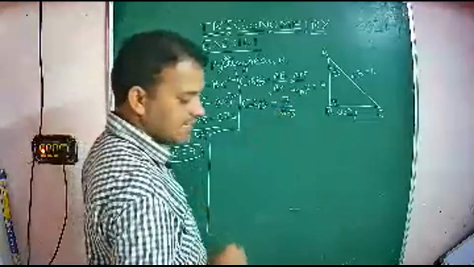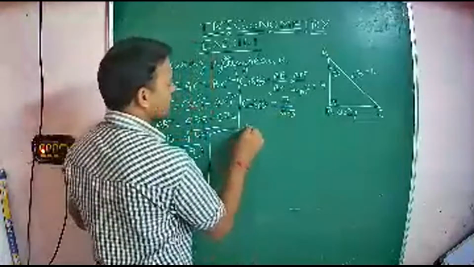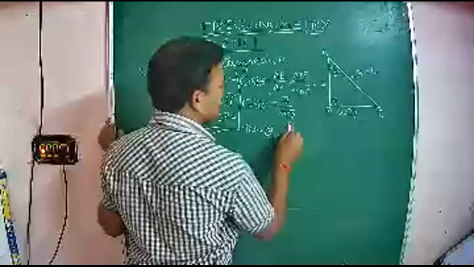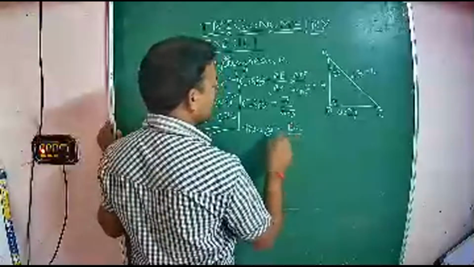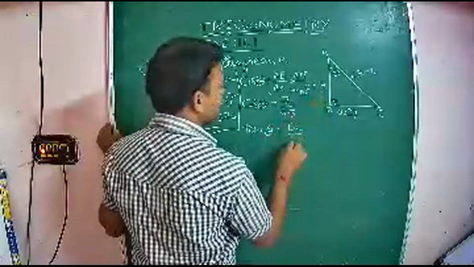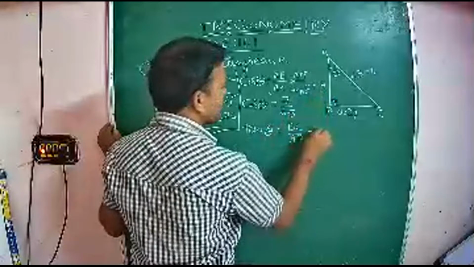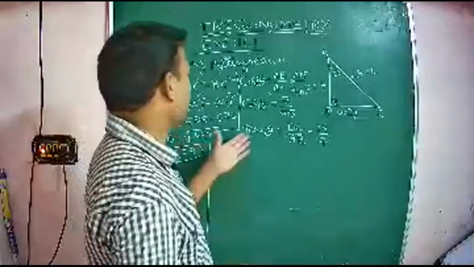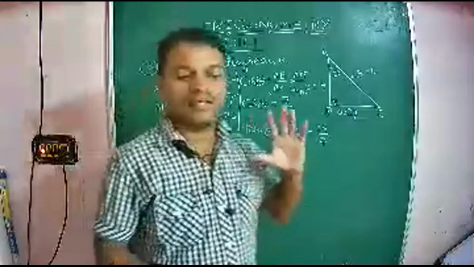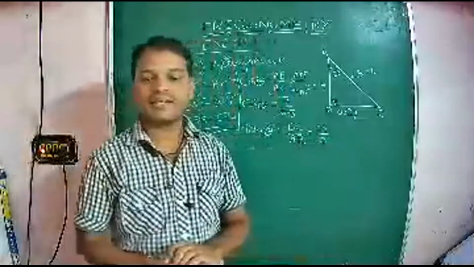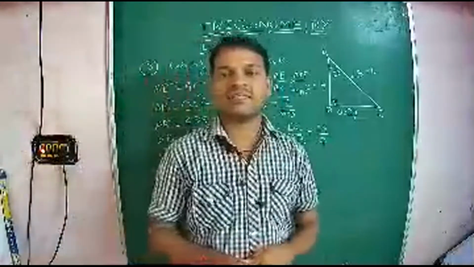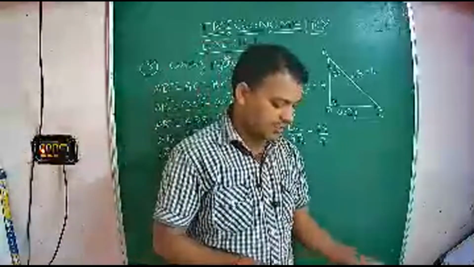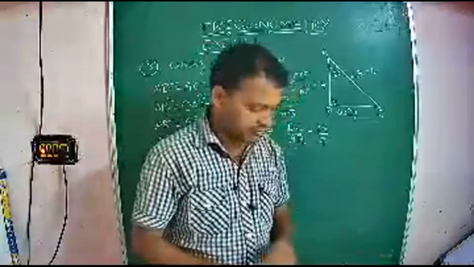Similarly, next we need to find tan theta. Tan theta is equal to opposite side, which is BC, by adjacent side, which is AB. So that is nothing but 24 by 7. So that is about tan theta. So this is about the third question, students. Okay, clear. Next, I want to explain the fourth sum.